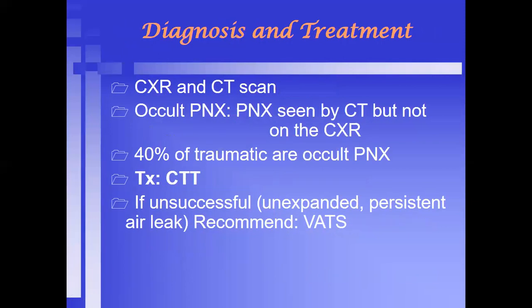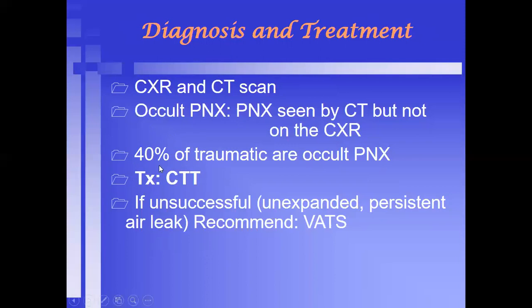So to diagnose your traumatic pneumothorax, we usually request for both chest X-ray and CT scan. The problem with your traumatic pneumothorax is it can be occult, meaning your pneumothorax can be seen only by CT, not by chest X-ray. Take note, around 40% of your traumatic pneumothoraxes can actually be occult. So therefore, you have to request for chest CT scan for these patients.